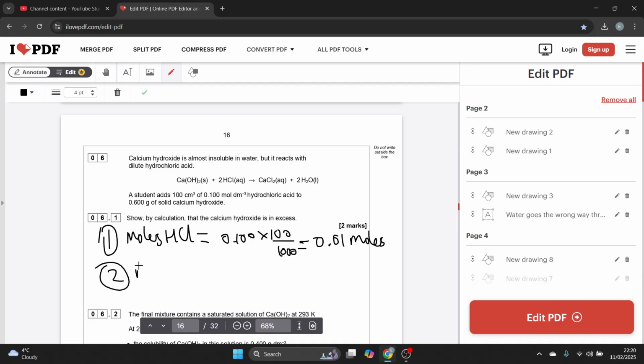Then I find out the moles of calcium hydroxide. That's mass over Mr, 0.600 over the Mr of calcium hydroxide. Periodic table. For some reason I can't find it.